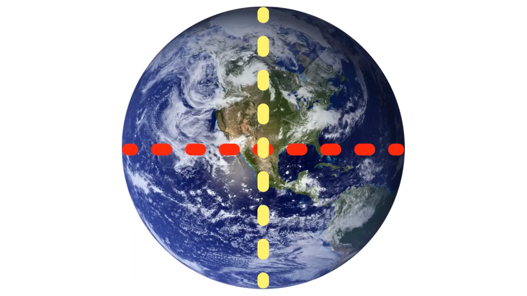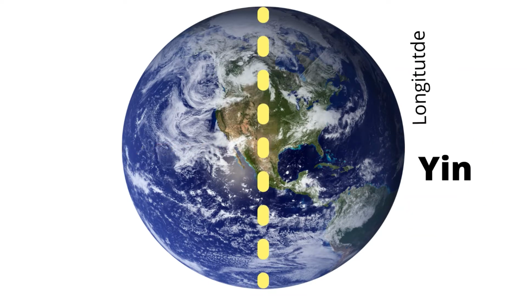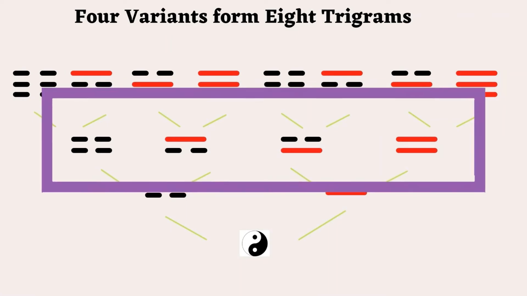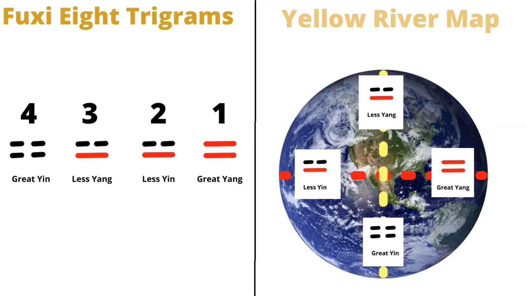First, he realized the body structure of the Yellow River map is constituted by horizontal and vertical lines, also known as latitudes and longitudes in the Book of Changes. Latitudes are categorized as yang, while longitudes are categorized as yin. He also realized that the four variants generate 8 trigrams. These four variants are Great Yang, Less Yin, Less Yang and Great Yin. Great Yang is 1, and Less Yin is 2, located at the latitude of the Yellow River map. Less Yang is 3 and Great Yin is 4, located in the longitude of the Yellow River map.